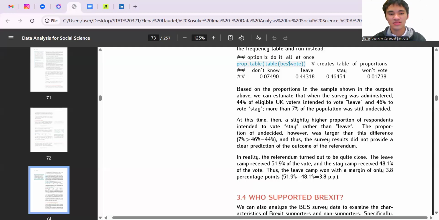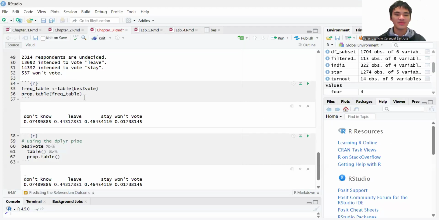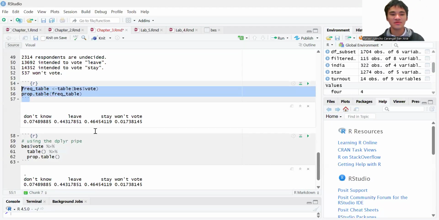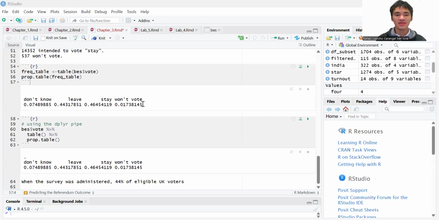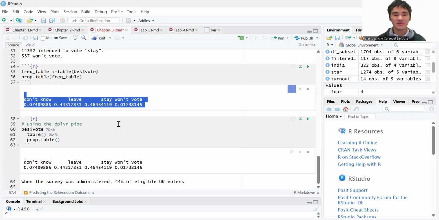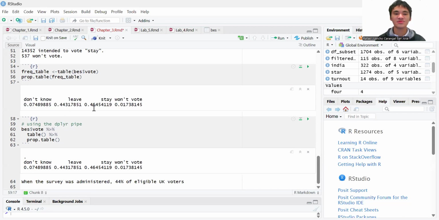Oh wait, am I sharing the right screen? Oh, I was sharing the textbook the whole time. That wasn't nice. Okay, so here I just did a proportion table. And now am I sharing the right screen? Okay, I did a proportion table. You could do it two different ways. You could use a pipe to do it. And you have this don't know, leave, stay proportion, and to get their percentage, you just multiply it by 100.